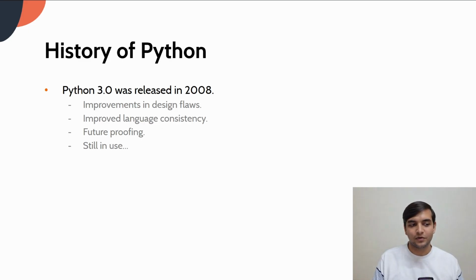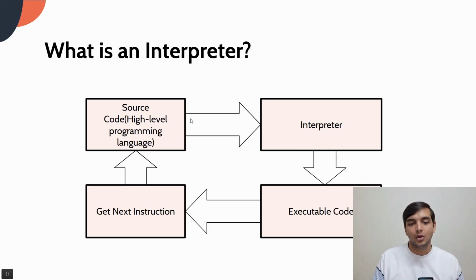Moving back to the definition, what is an interpreter? An interpreter is a program that executes the code line by line while converting the high-level language into machine-readable instructions. And this is how it functions. It reads the source code, which is in Python in our case. Then it converts it into executable code, which is machine-readable instructions. Then moves to the next line. The cycle repeats till the program is terminated.